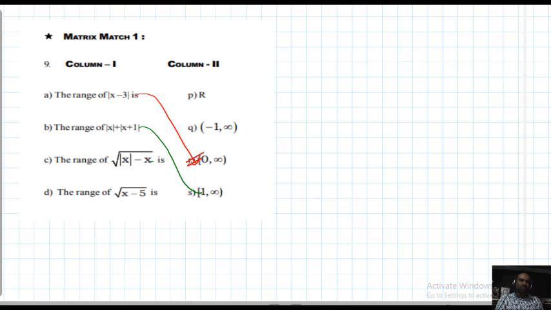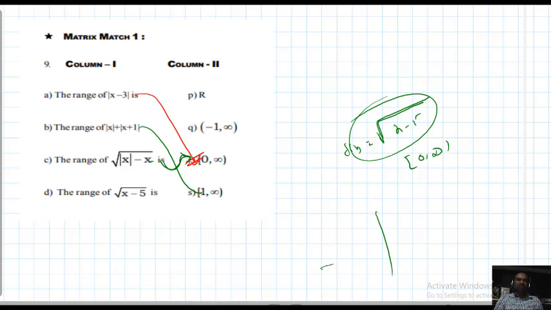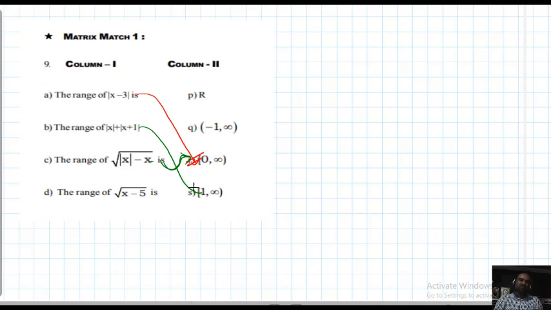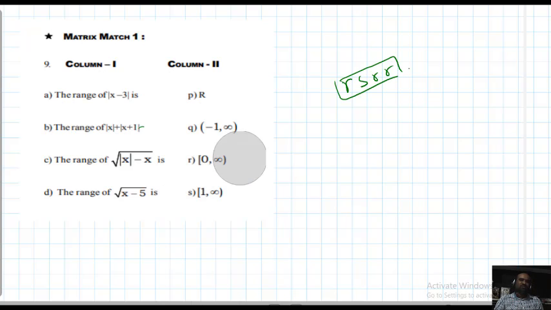Okay. Next, root over x minus 5, f of x. This is also closed 0 to infinity only. Actually, by using this graph directly, you can say its graph will be like this. So what is the meaning of that? This range is also the same. What I can say, first one is R, second is S, next is R. This is the answer for the problem.